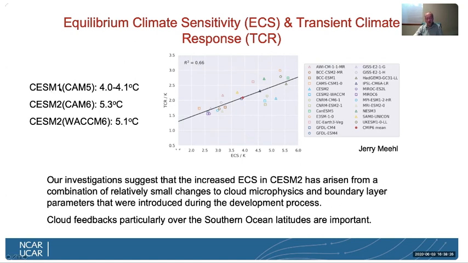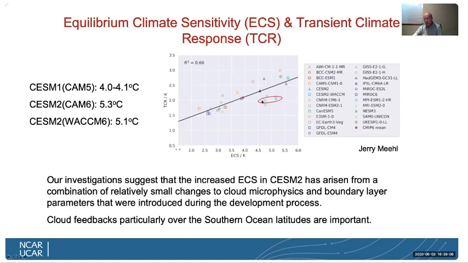I put the CESM1 older model version here. We used to get about 4 degrees. In the new model versions, we are in excess of 5 degrees. This is a plot from Jeremy's paper in review. It is showing equilibrium climate sensitivity as a function of transient climate response. Transient climate response is, in my view, more useful: you take your coupled case, increase your CO2 concentration at 1% per year up to the doubling of CO2, and look at the change in surface air temperature.